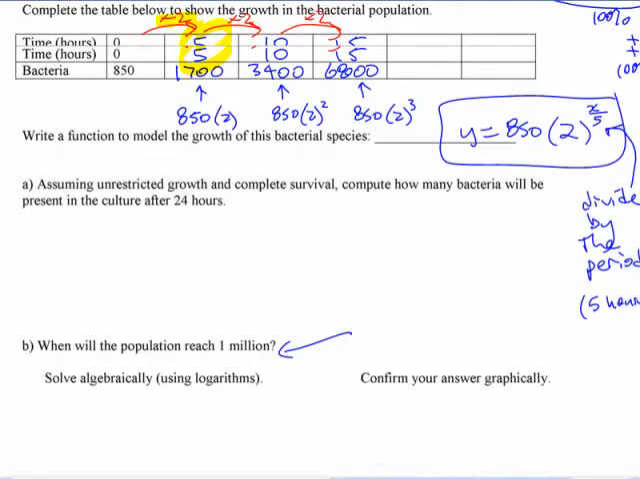Make sure you realize you can check your answers with your calculator. Again, checking it a second way helps you have some confidence in what you're doing. If you take your model function for part A here, if you want to know how much is after 24 hours, think about how many times it's divided. 850 times 2 to the power of 24 divided by 5.